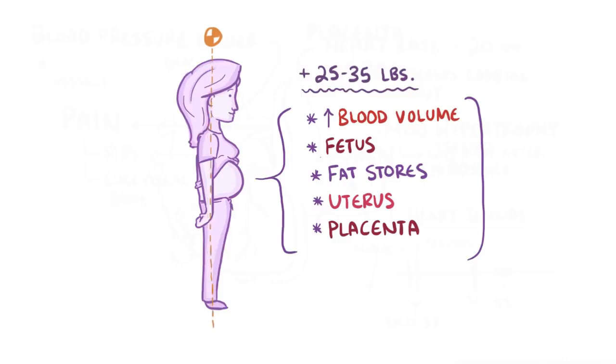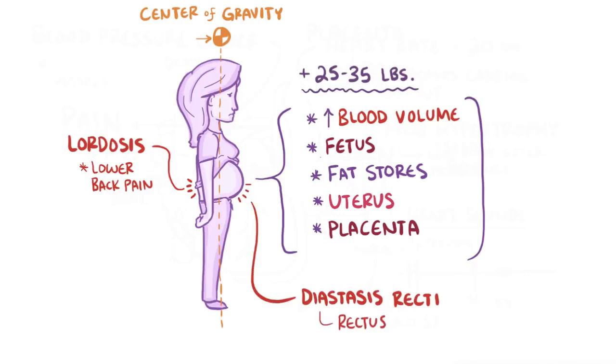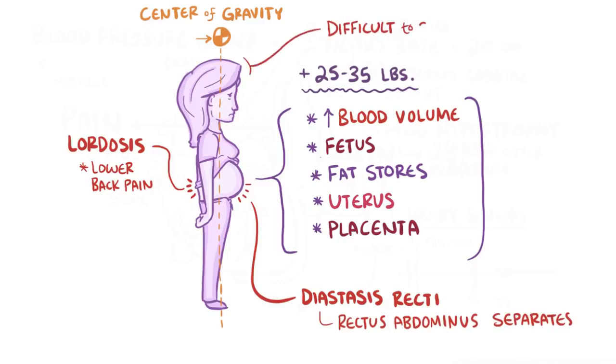The extra weight and the forward shift in the center of gravity can cause lordosis, or lower back pain. Women can also get diastasis recti, which is where the uterus puts direct pressure on the rectus abdominis muscles, making them separate. In general, this pain can make it tough to get a good night's rest.